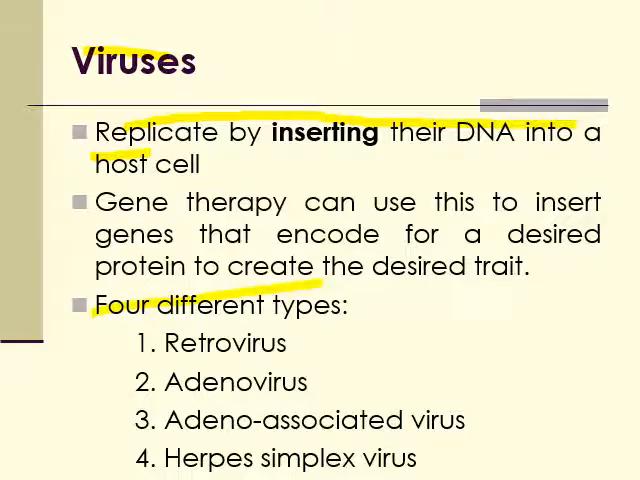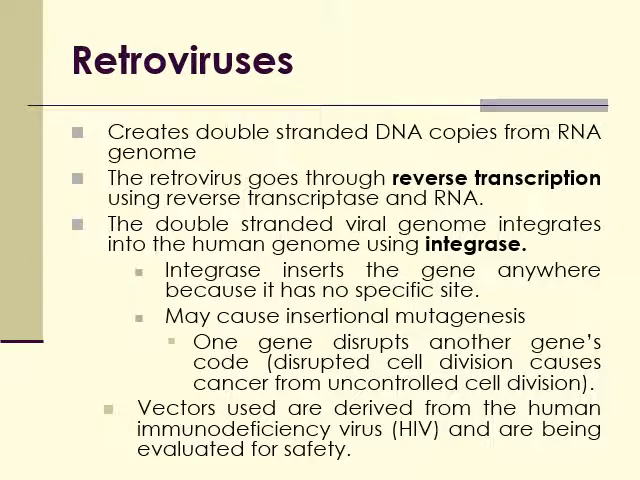So there are four different types of viruses used for gene therapy. We have retrovirus, adenovirus, adeno-associated virus, and the herpes simplex virus. Retroviruses make double-stranded DNA copies from an RNA genome. A retrovirus goes through reverse transcription using reverse transcriptase and RNA.